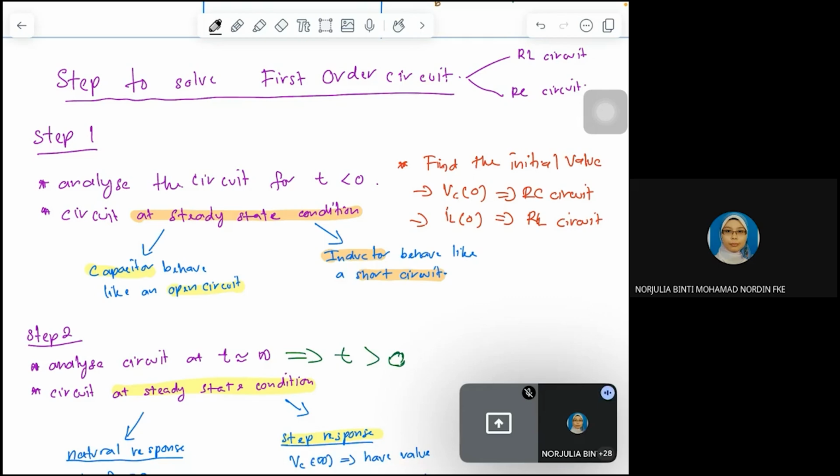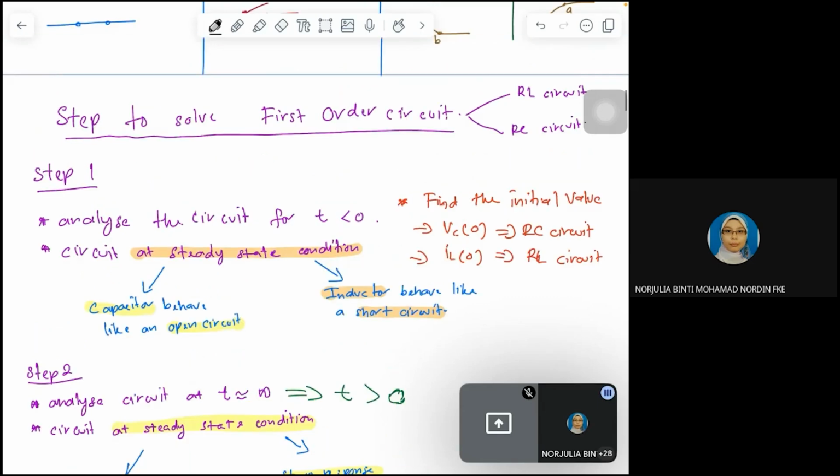So to solve the first order circuit, whether it's an RL or RC circuit, at step one, what you need to do is analyze the circuit at t before zero. When the circuit is at t before zero, the circuit falls under steady state condition. You need to remember that when the circuit is under steady state condition, your storage element, which is C or L, will behave differently.